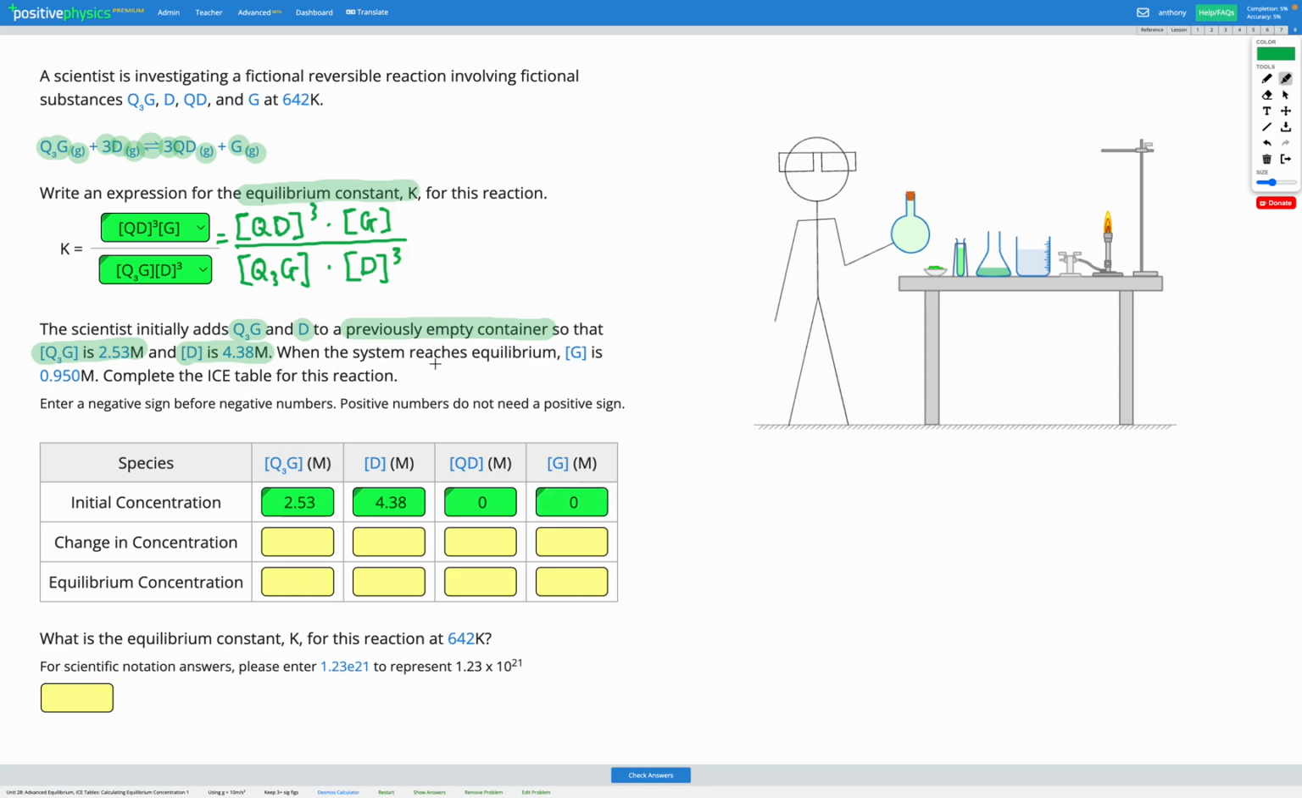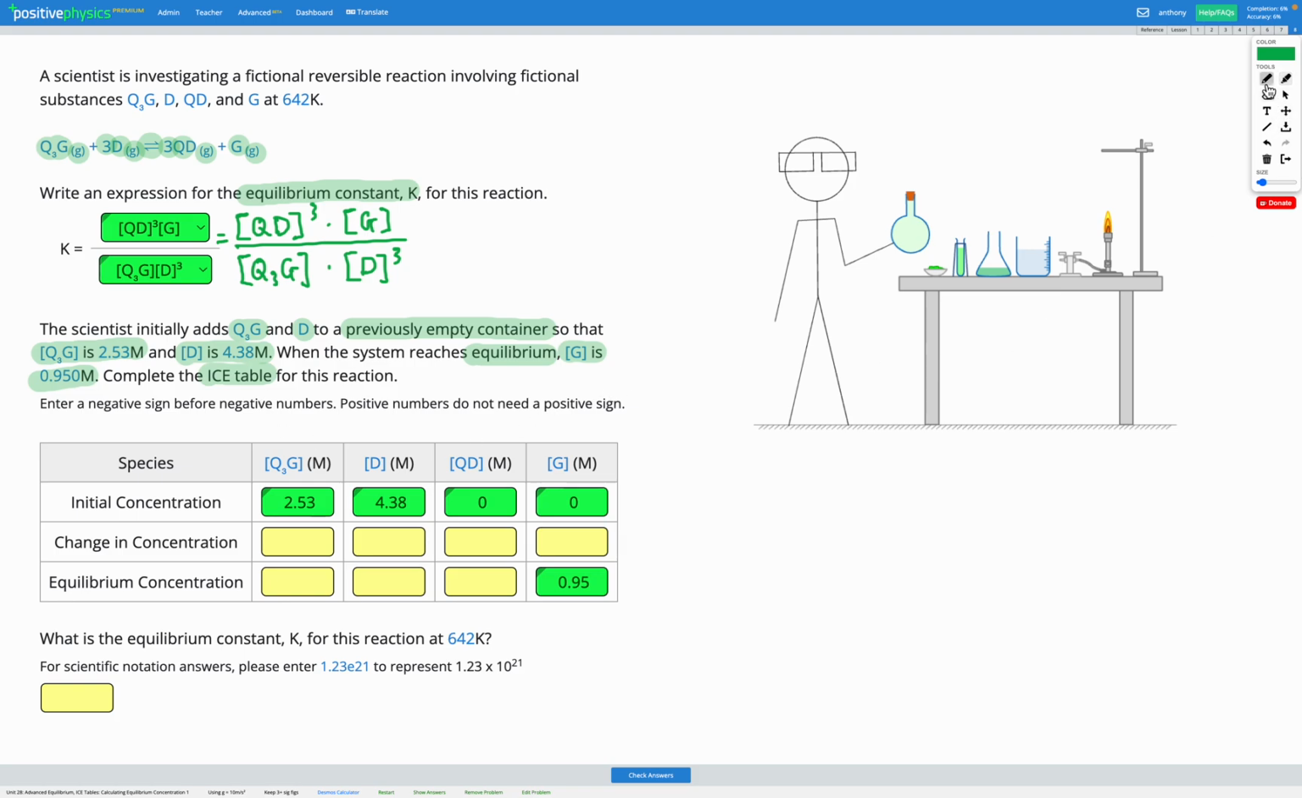Next, we're told when the system reaches equilibrium, the concentration of G is 0.950 molar. So let's fill that in here. Awesome. Okay, so we now need to go ahead and fill in our ICE table. Remember, ICE stands for initial, change, and concentration.